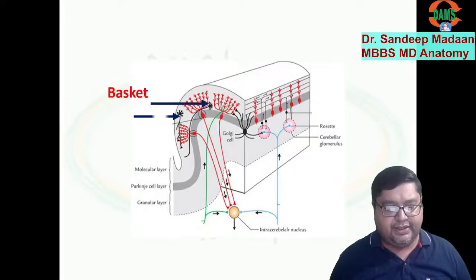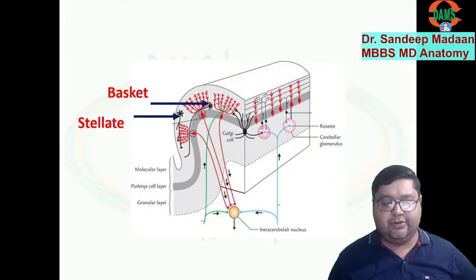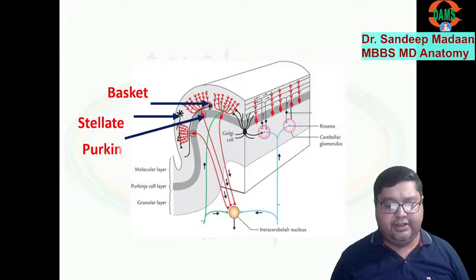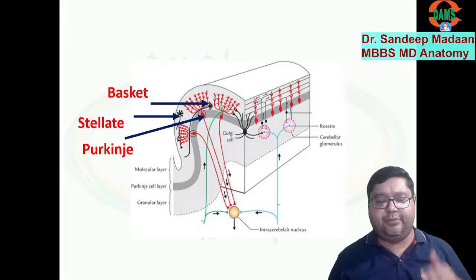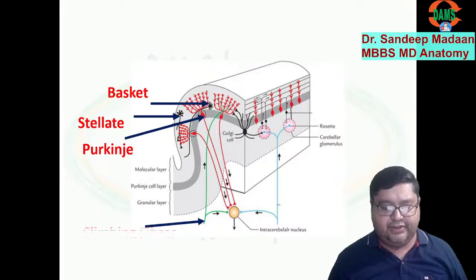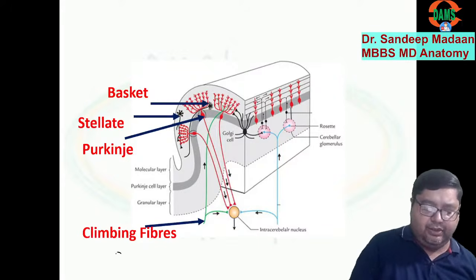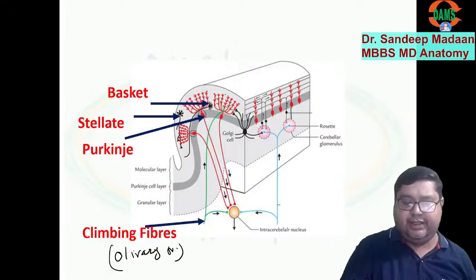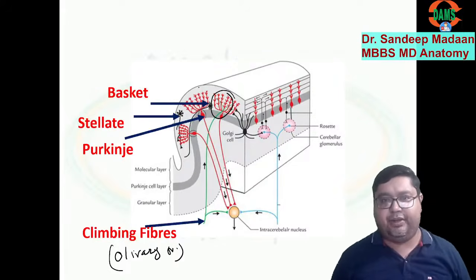What is this? Basket cell, stellate cell. Let's look at the arrangement. What is this? Purkinje cells. Where is the dendrite of the Purkinje? Above. And what is this? It is the climbing fiber coming from the olivary nucleus. And because it is coming from a single nucleus, it can climb up to the highest level. It can directly communicate with the Purkinje fibers.